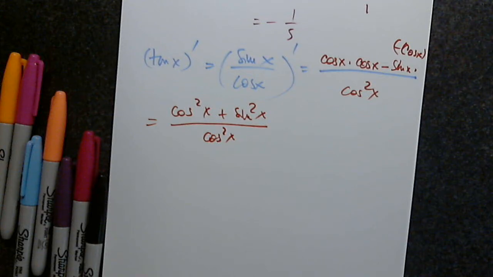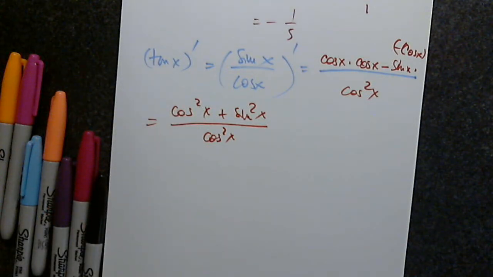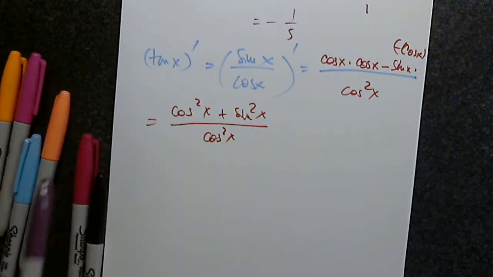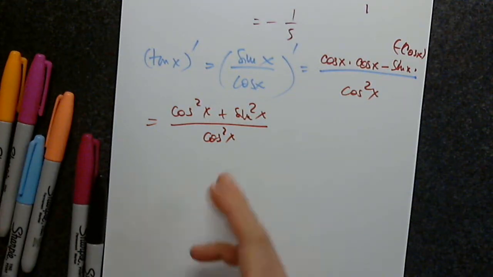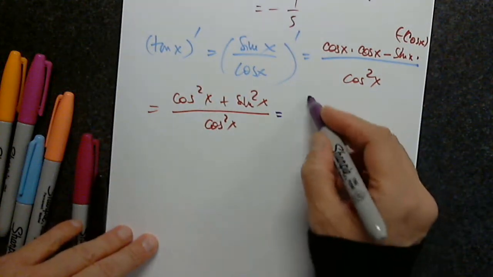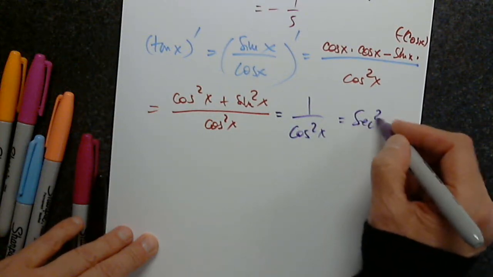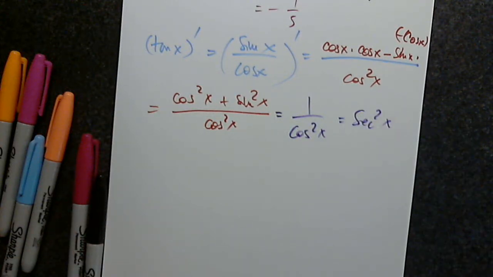Please do not be tempted to simplify these two. The one is a term, the other one is a factor. We cannot do that. But we know that sine squared plus cosine squared is 1, very good. So 1 over cosine squared x is nothing else but secant squared. So we have to remember moving forward that tangent prime is secant squared.